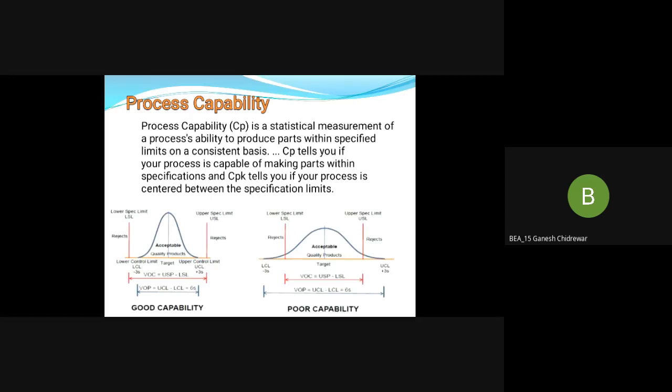Process capability is a statistical measurement of the process's ability to produce parts within the specified limit on a consistent basis. Process capability tells you if your process is capable of making parts within specification, and if your process is centered between the specification limits. So it will give you information about whether that process is suitable for some time or not. This is the main purpose of process capability.